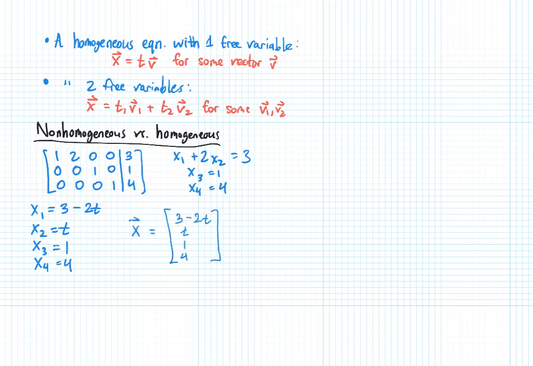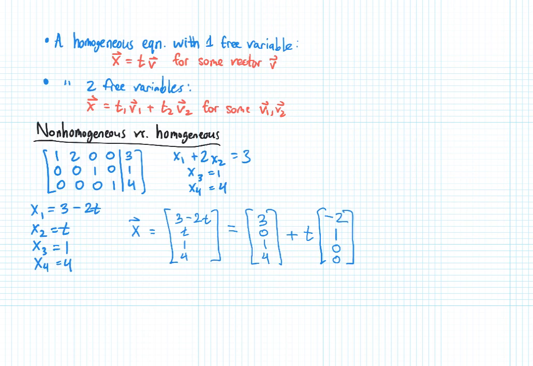And so then when we write the solution in vector form, we can't just factor a t out, but what we can do is separate it into two terms, where one term doesn't have t, and the other term does have t, and we can factor the t out there. And so this is what you end up with: x is (3, 0, 1, 4) plus t times (-2, 1, 0, 0).